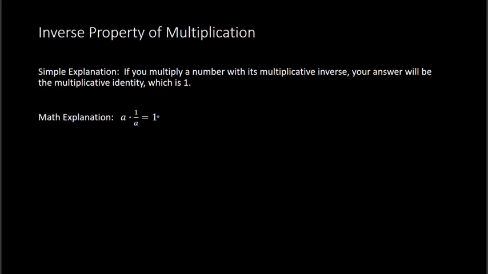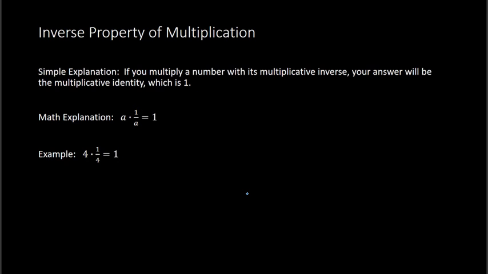Okay? So with real numbers, if we take 4 and then multiply 4 by the multiplicative inverse, which would be 1 over 4, that would equal 1. 1/4 of 4 equals 1. 1 is your identity.